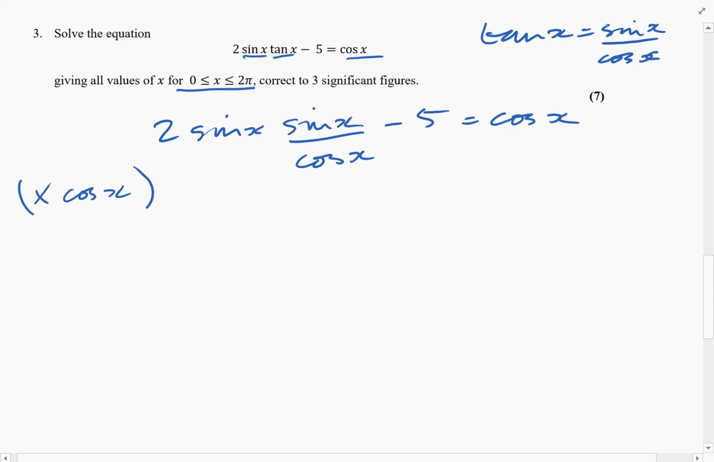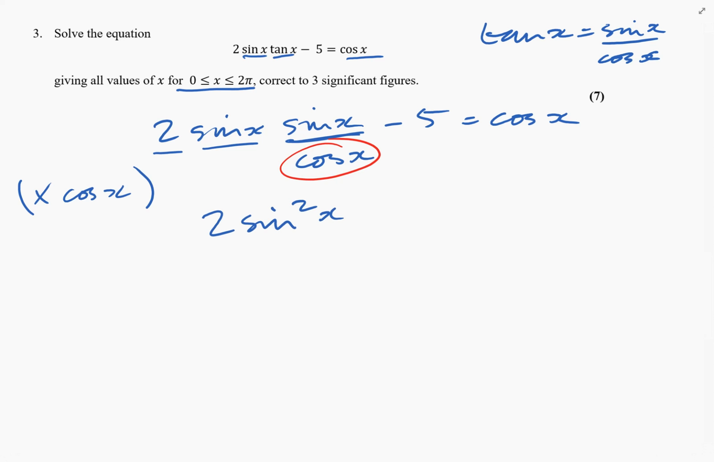So that will leave you, this cos will just go from the denominator here to leave you with 2 sine x sine x. So that will be 2 sine squared x. Okay, we're just getting rid of this cos from the denominator. So that means we'll have 5 cos x here, and we'll have cos squared x on the right hand side. Okay, so now we multiplied everything by cos x.